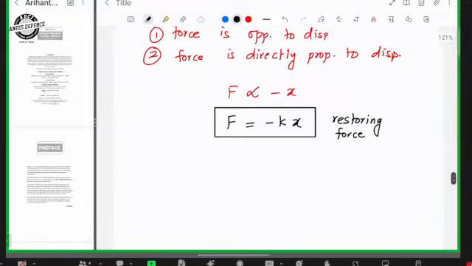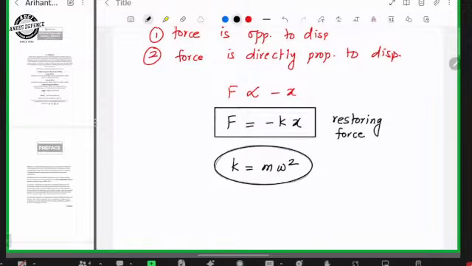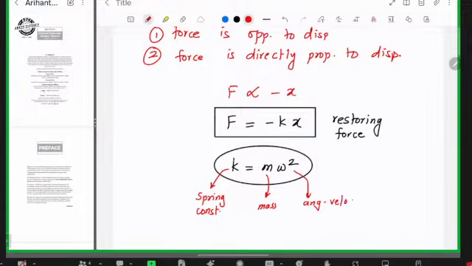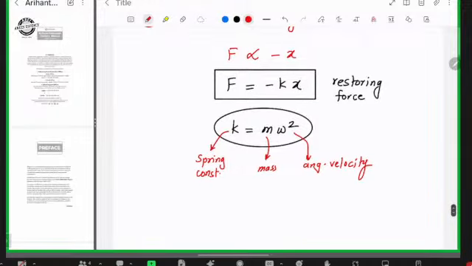If the restoring force is given by this equation, the spring constant can also be written as m omega square. Please remember this equation because many students don't remember it. This equation is introduced in our syllabus without any proof. So, k is equal to m omega square, where k is the spring constant, also known as restoring constant, m is the mass of the block, and omega is the angular velocity. This is the second equation you must remember.